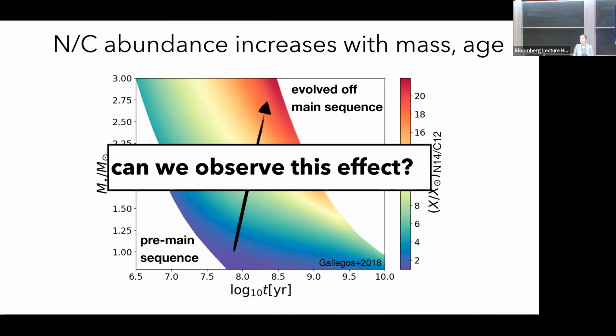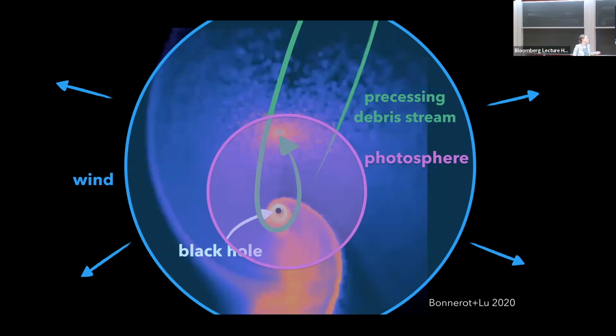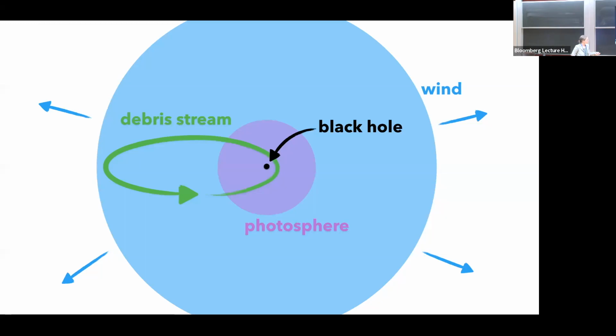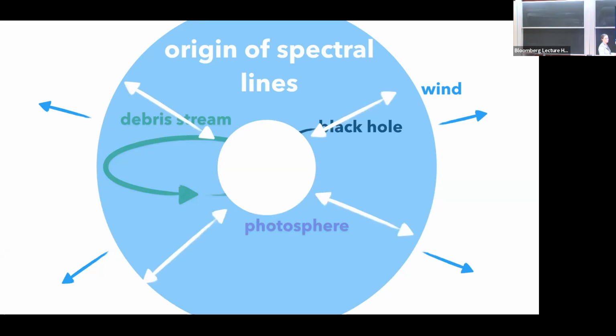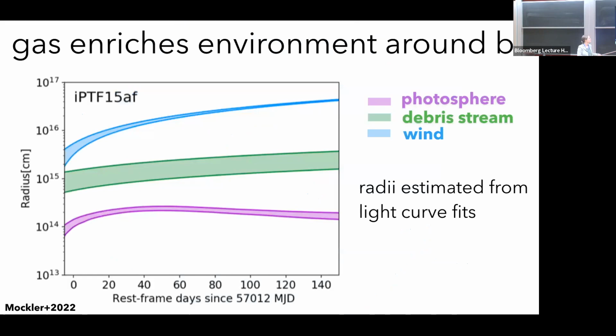And so I think it's important to go back to this picture of the geometry of the gas surrounding the event. If we make a little diagram of the key components, we can see here that we have the debris stream, the evolving photosphere, and the wind. And actually, we expect the spectral lines to form somewhere around here for the most part, where it's not optically thick. Of course, unless you're looking directly through the disk, as people have mentioned.